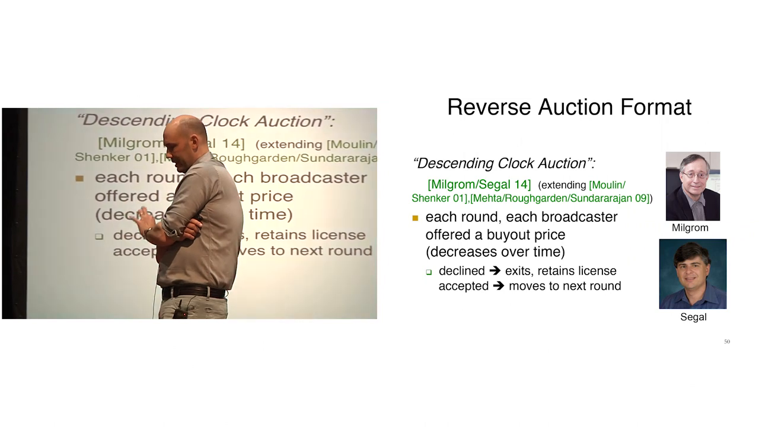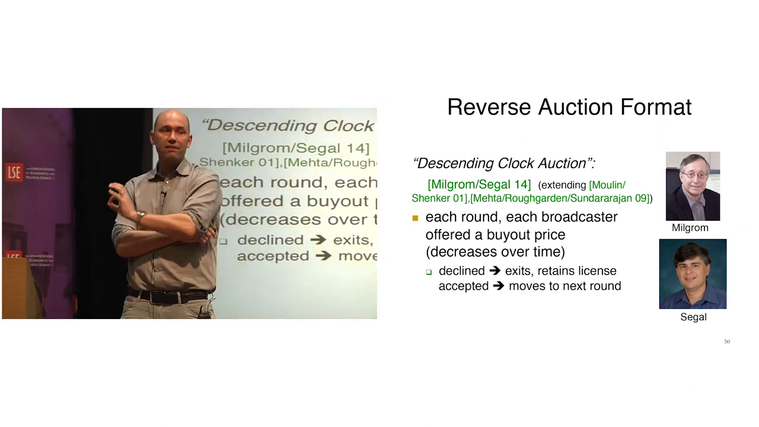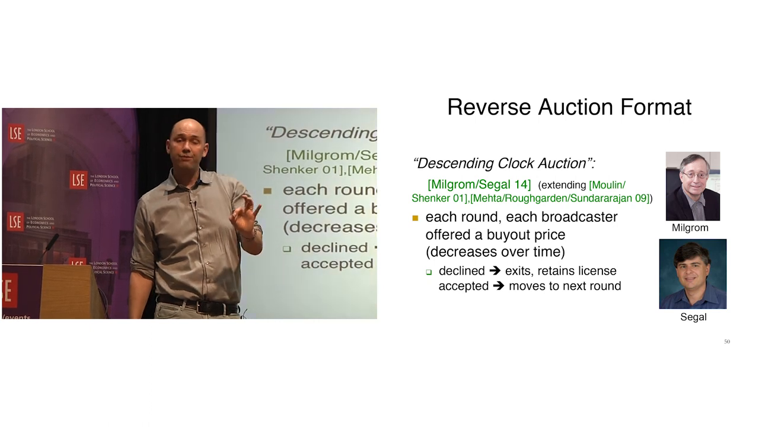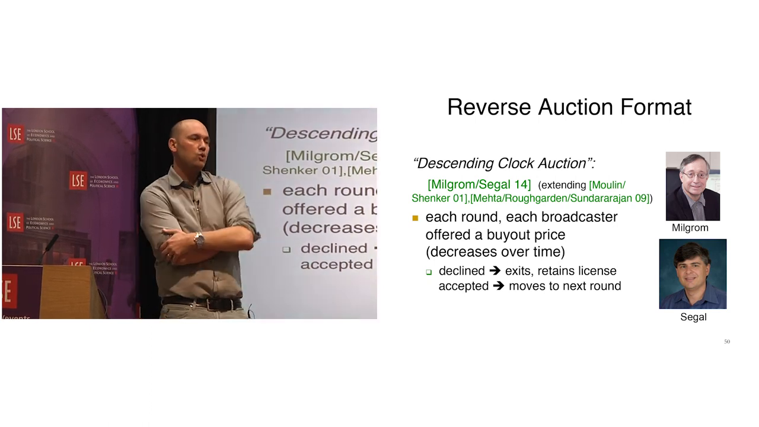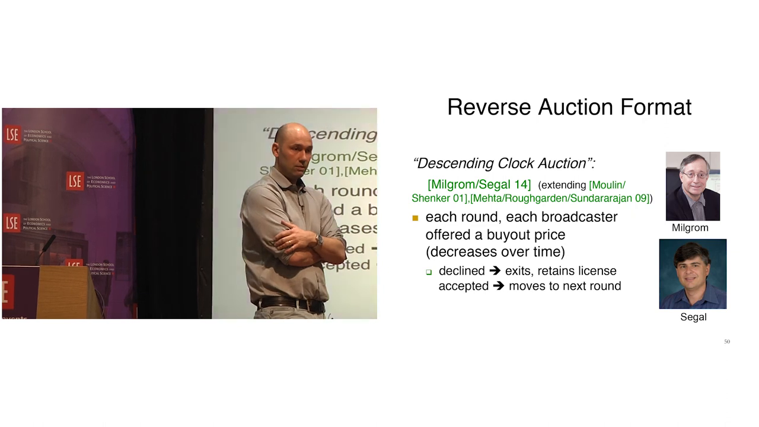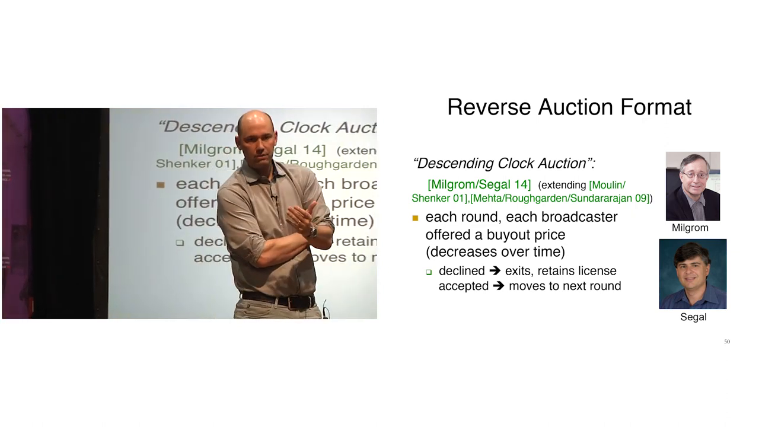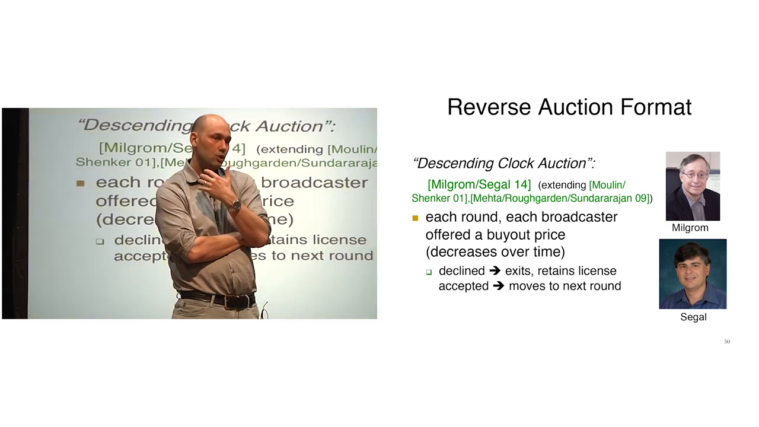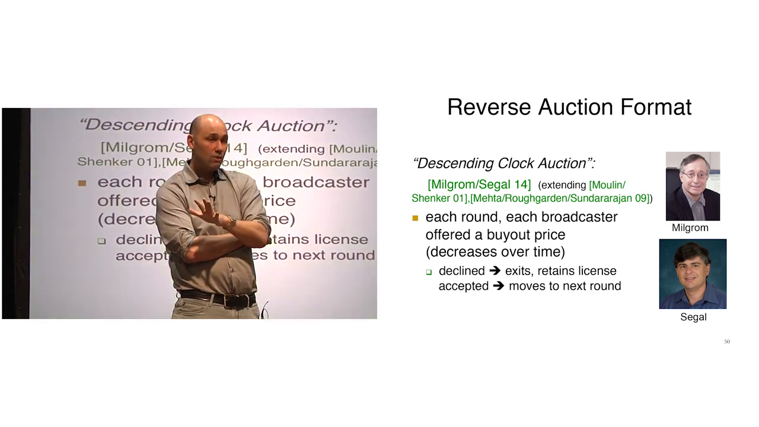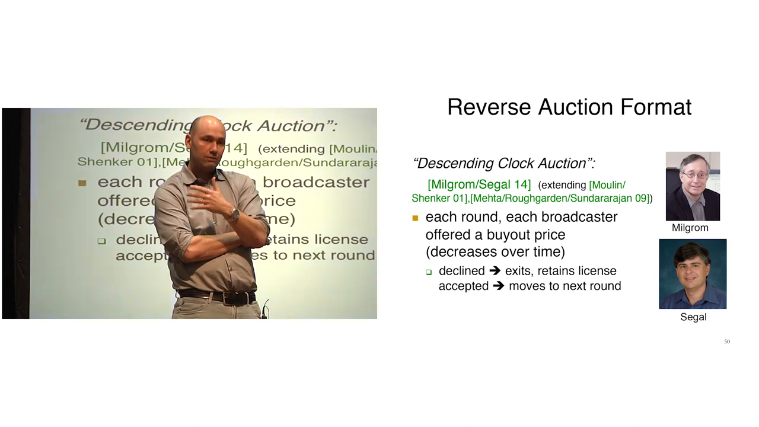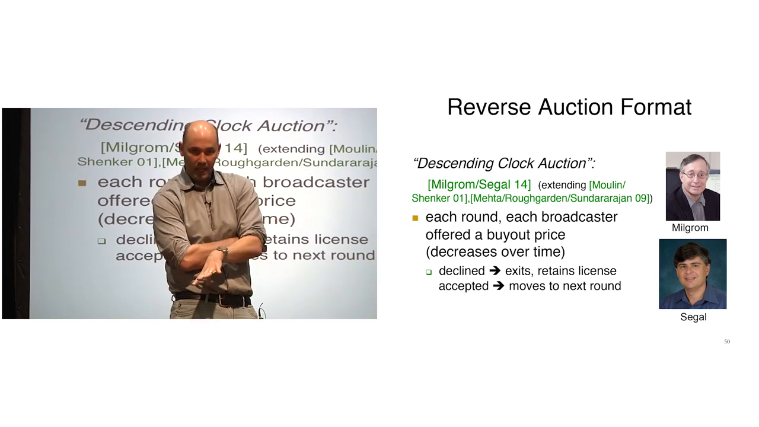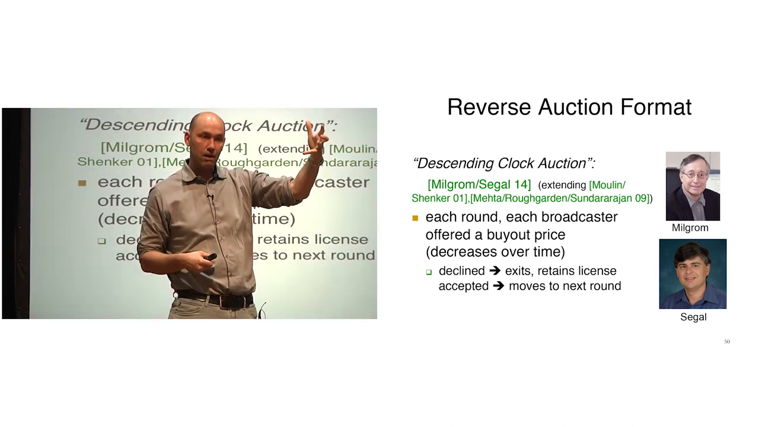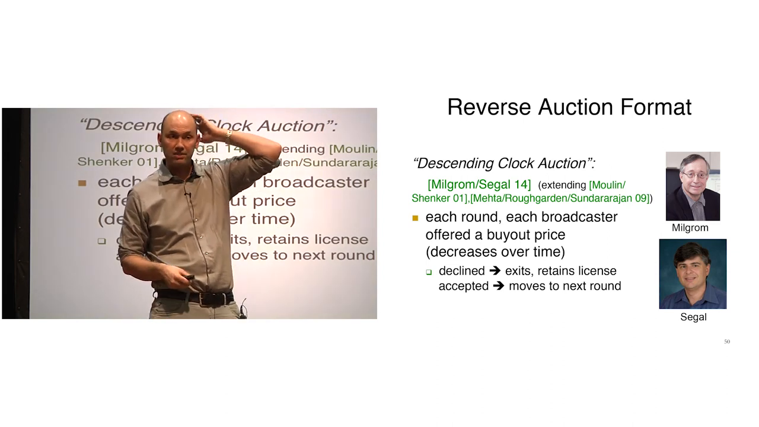The auction runs in rounds, and in a given round, you'll be asked a question of the form, would you or would you not be willing to sell your license for, say, $1 million? You can say whatever you want. You can say no. If you say no, you get kicked out of the auction forever. What does that mean? That means you're guaranteed to keep your license and stay on the air. On the other hand, you won't be getting any compensation either.